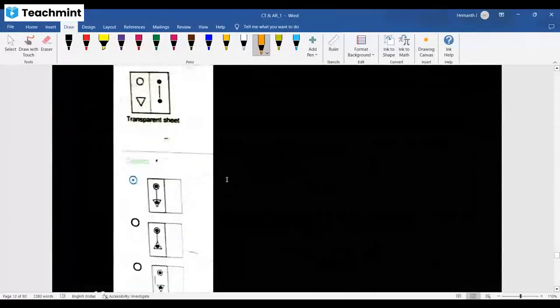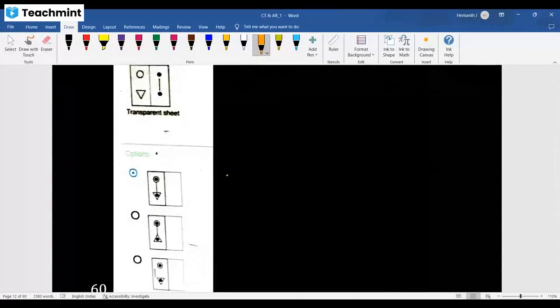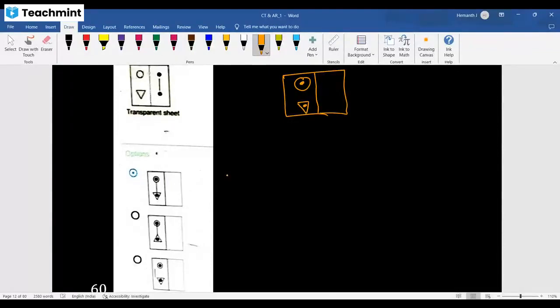This is actually the question given. What do you have to get when you fold? A circle inside a dot, a triangle inside a dot, and there is a line connecting these two. The triangle should be downward. Okay, not this one. Upward is wrong.